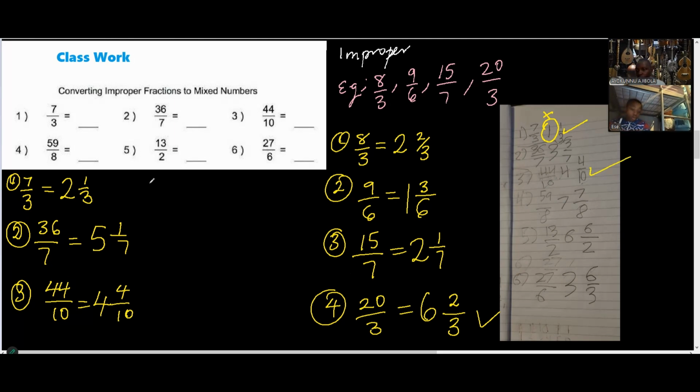Then number 4, we have 59 over 8. So how many times can I give 8 out? Oh, you almost get this one, okay? So you got the 7. 8 times 7 is 56. Now remove 56 from 59. You have 3 remaining, okay? Instead of putting 7, you should have put 3. Is that clear?